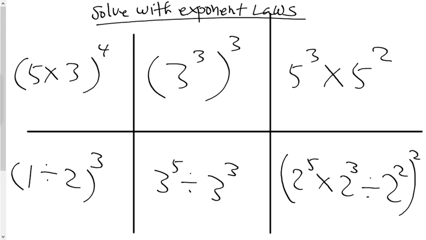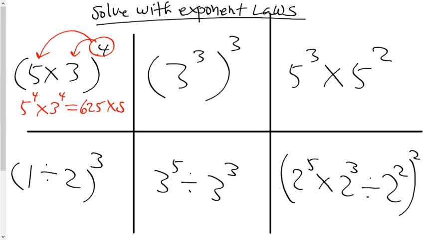And what the law says is you can take your 4 and divide it between your two numbers evenly. So instead of saying 5 times 3 to the power of 4, you can say 5 to the 4 times 3 to the 4, which is 5 times 5 times 5 times 5, which is 25 times 25, which I think is 625 times 81, I think.